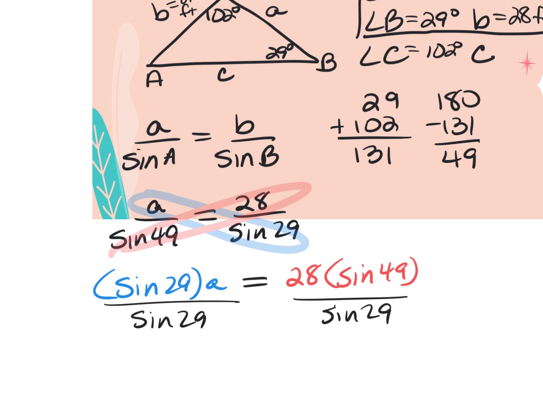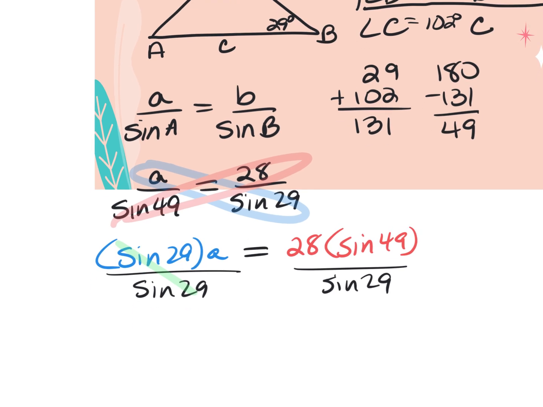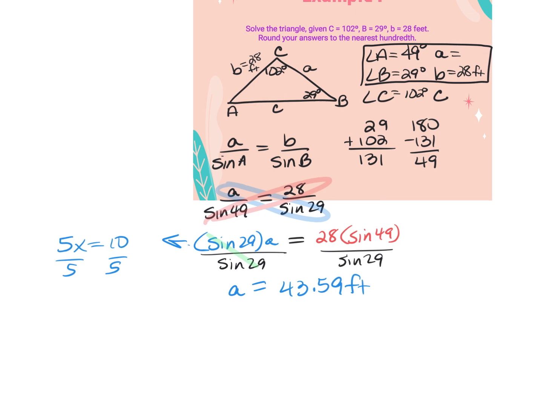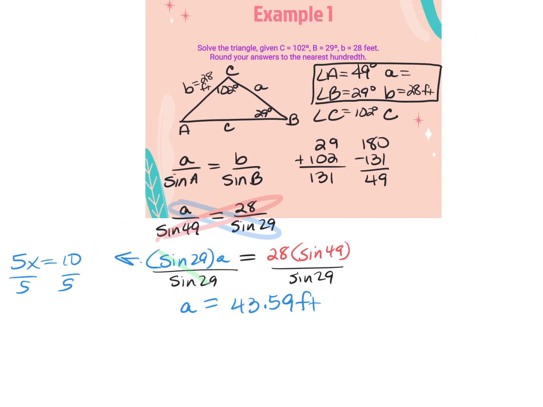And again, I recommend you practice with your calculator, so that way you'll know if you have to put extra parentheses or not. So then I'm going to multiply 28 times the sine of 49, get that product, divide it by the sine of 29, and round to the hundreds place. And my side length A is going to be 43.59 feet. So that's the side length A. So let me go ahead and write it up here so I don't forget anything. 43.59 feet.